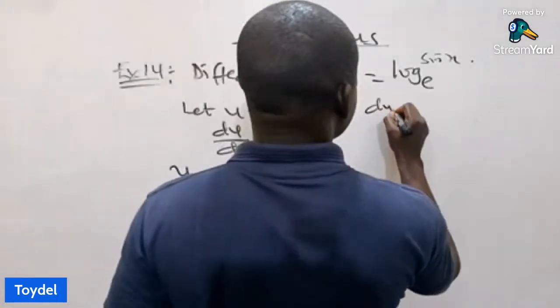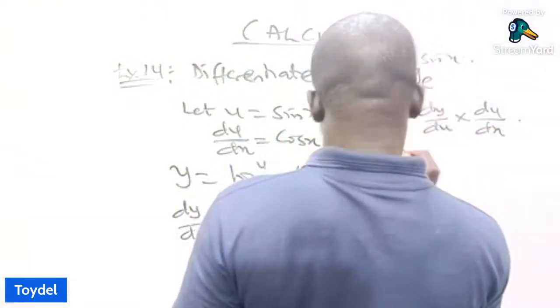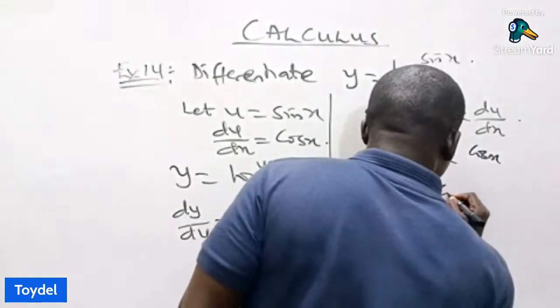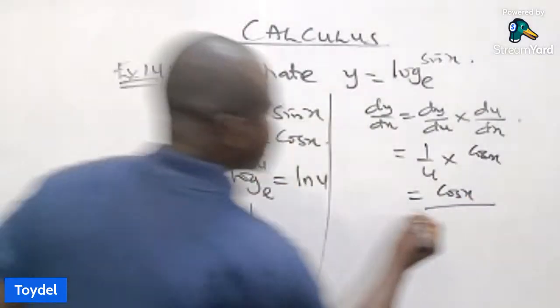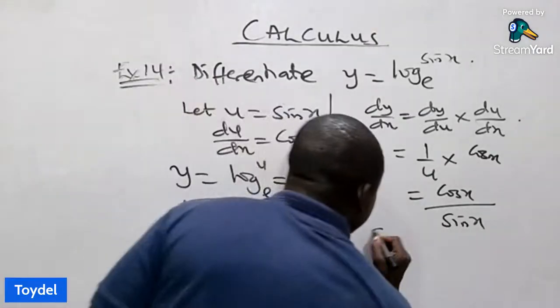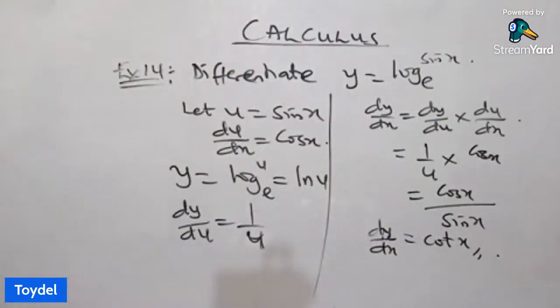So at the end of the day, dy/dx will be equal to dy/du multiplied by du/dx. So dy/du is 1 over u, multiplied by du/dx, which is cos x. So we are going to have cos x all over u, and u is sin x. Of course, tan is the same thing as sin over cos, but this is the reciprocal of tan, and that will be cot. At the end of the day, the value of our dy/dx will be cot x. That's what we are going to get. So example 14 is an example under derivative of logarithm functions.